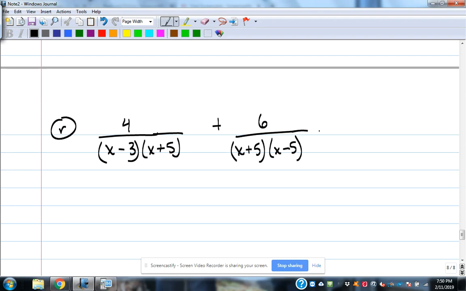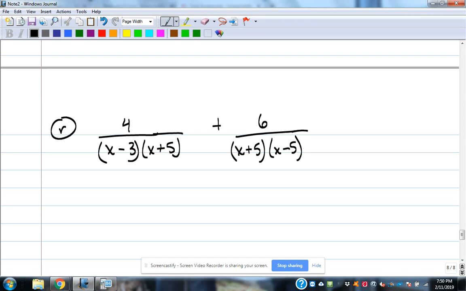So this one they're nice to us and everything's already factored for us. When we're adding or subtracting fractions, you gotta have a common denominator. So we look at the denominators, and the human eye and our brain is good at finding things that are the same. What's the same? x plus 5. So they both already have that part. But the first fraction has an x minus 3, and the second fraction has an x minus 5, right? So they're not the same.